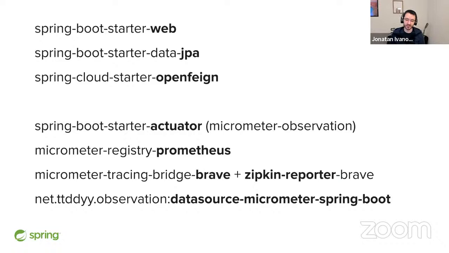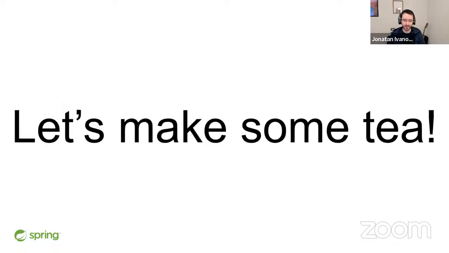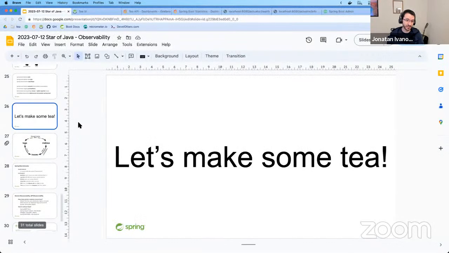And we are using Micrometer Tracing with Brave. And we are going to use the Zipkin reporter. And also we are going to use another project which is called Data Source Micrometer Spring Boot. And this is for instrumenting JDBC. There is also support for R2DBC if you are into that. And also for WebFlux, Spring Integration, Spring Data, and so on. All of these projects are instrumenting themselves. But these are the key components that we are going to demo today. So with this, let's try and make some tea with this application.